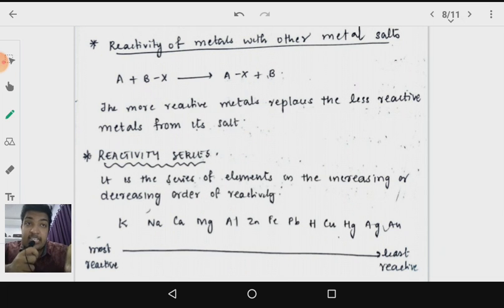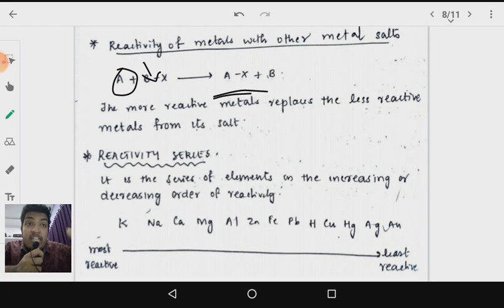Now let us see another reaction, which is the displacement reaction, which we studied in the first chapter. What is a displacement reaction? A displacement reaction is a reaction in which the more reactive metal replaces the less reactive metal from its salt. So if we have a more reactive metal A, that will take up B, because B has comparatively lesser reactivity, from its salt, and now we will be getting AX plus B.